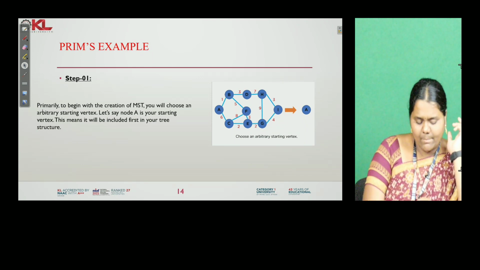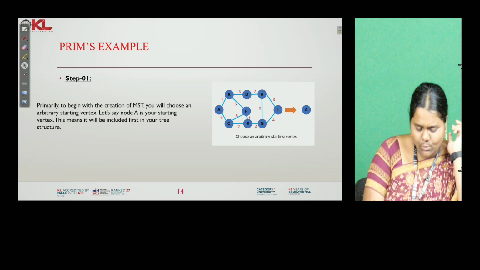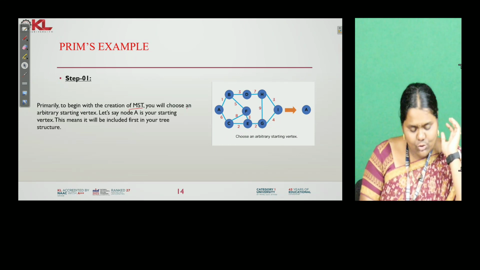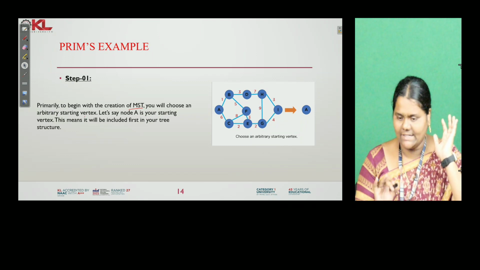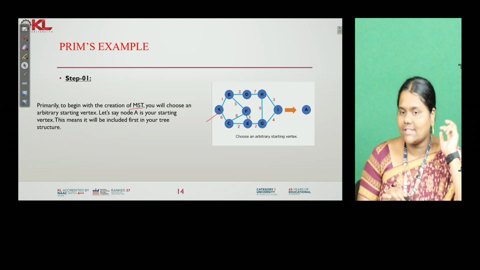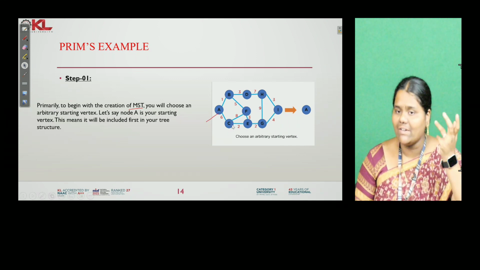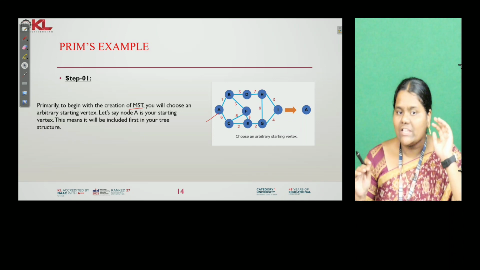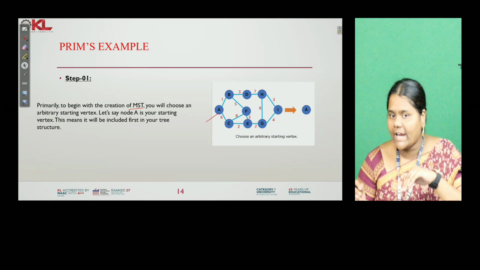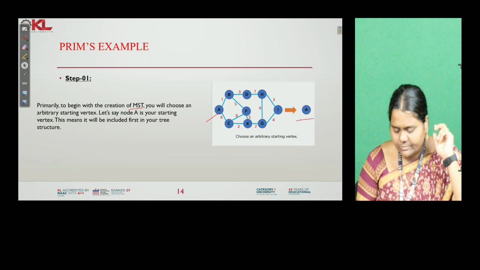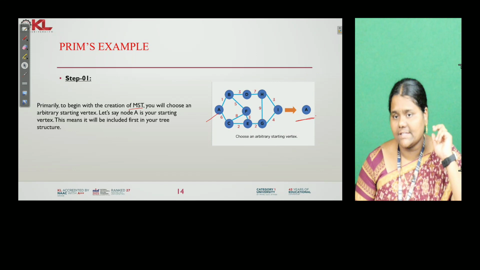Already we know that primarily to begin with the creation of the MST, minimum spanning tree, you will choose an arbitrary starting vertex. Let's say node A, starting vertex node A. We will take any vertex from the given graph. Now we will take node A as our starting vertex. This means it will be included first in your tree structure. So this is the starting node vertex.